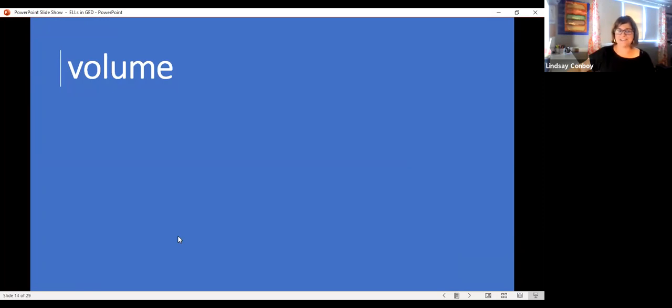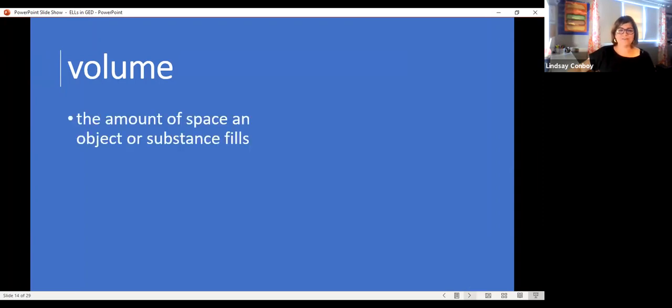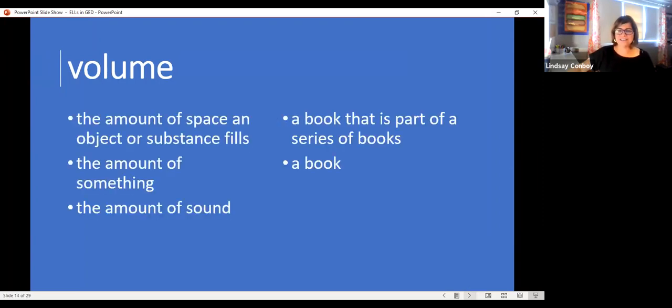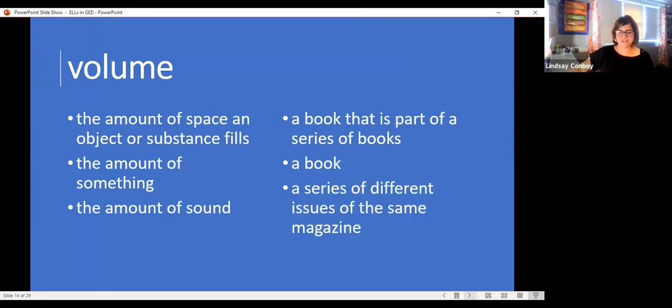There are 6 definitions, so I'm waiting. Here we go. How large something is, the size of an object, the container, the capacity, loudness. Yes. So all of those are definitions of volume. So if you take a look at this, we have so many different definitions.